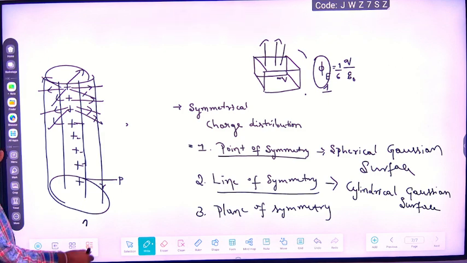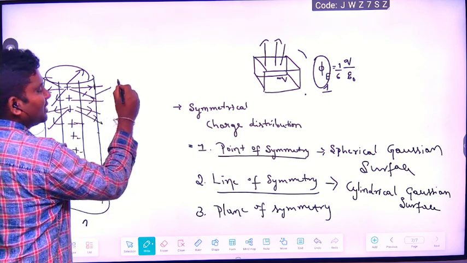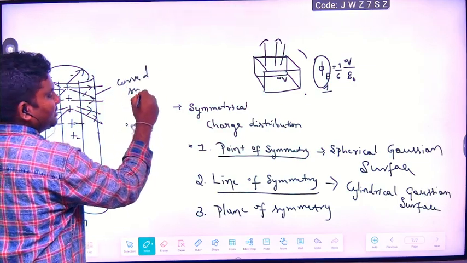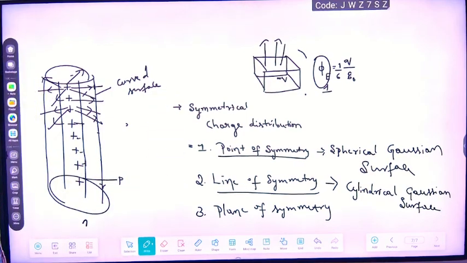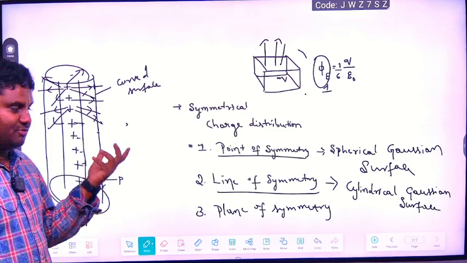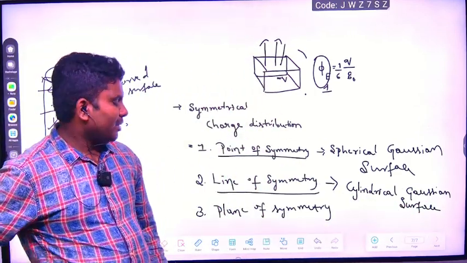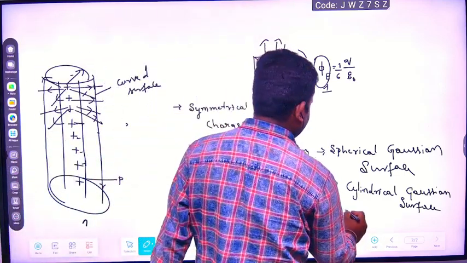Understood? So at each and every point on the cylinder, that too the curved surface of the cylinder, not the plane surface of the cylinder, the curved surface will give the electric field lines. That's why for the line of symmetry, all positive charges in a line, which Gaussian surface will we choose? Cylindrical Gaussian surface. Understood?